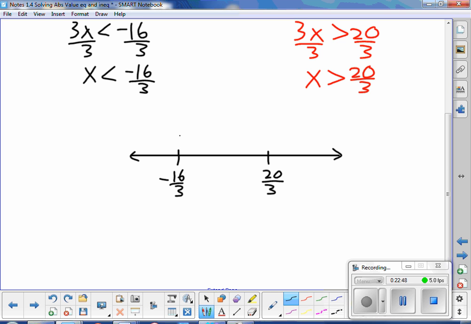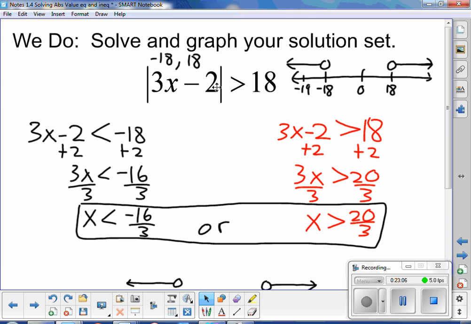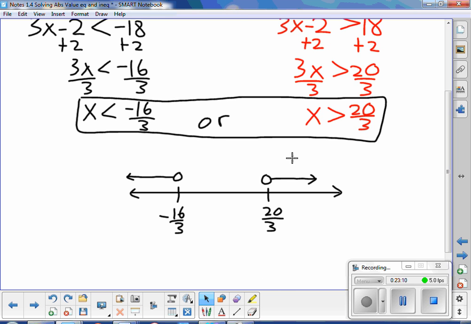All right, so they are both open. Should be smaller than that, so it should go this way. Should be bigger than that other one, so it should be going this way. That indicates this is an or. And there you go. Yay. So when you have absolute values of inequalities, you actually end up with a compound inequality as an answer.